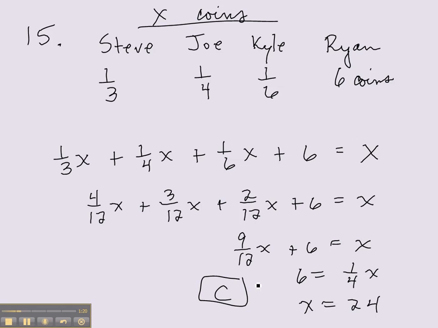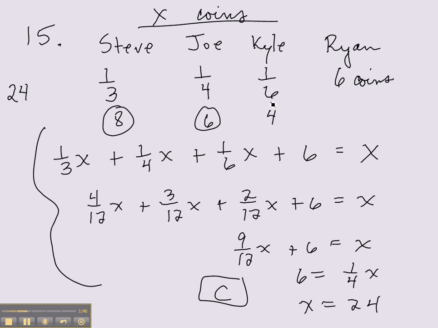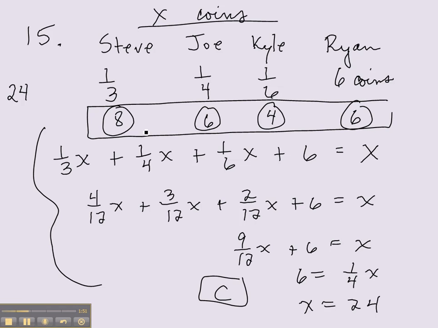Now there's a lot of algebra here. So if you don't like this algebra, just guess and check. Try 24 coins, see if it works out. Try 27, try 281, and just find an answer choice that works. So let's say you try 24. So let's assume there are 24 coins in the bag. That means Steve would grab 8, Joe would grab 6, Kyle would grab 4, and Ryan would grab 6. Does that equal 24 coins? Well, 6 and 8 is 14, plus 4 more is 18, plus 6 is 24. Sure, that works.